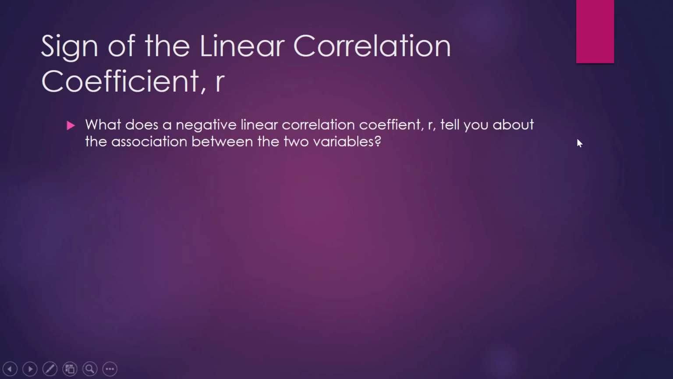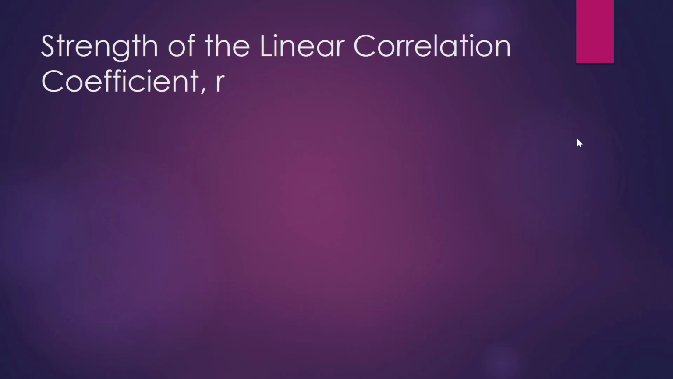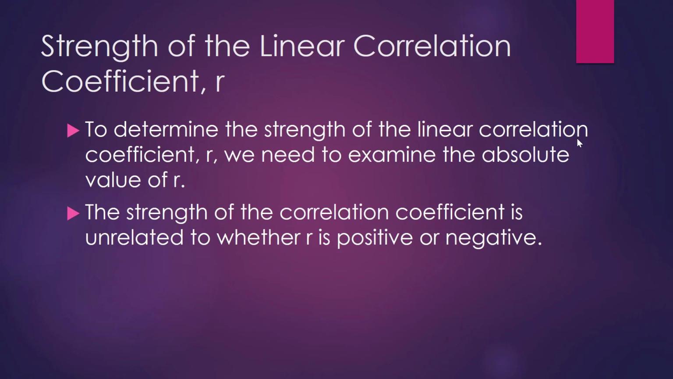What does a negative linear correlation coefficient tell you about the association between the two variables? If the R value is negative, this suggests a negative correlation between the two variables. That means as the X variable increases, the Y variable decreases. To determine the strength of the linear correlation coefficient, we need to examine the absolute value of R. The strength of the correlation coefficient is unrelated to whether the coefficient is positive or negative.